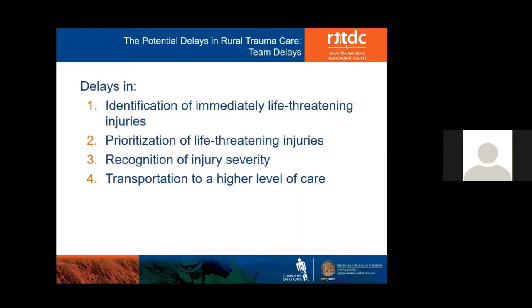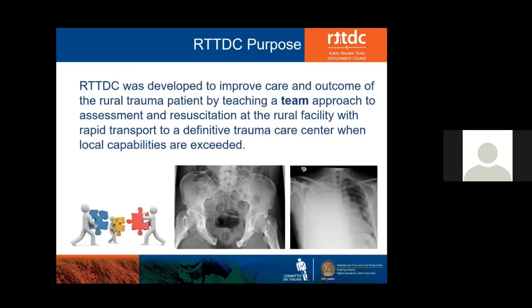Recognizing a severely injured patient and transporting to a higher level of care. Again, all of these delays are just built into the fact that small centers don't do a lot of this, and preparation is key. But preparation only goes so far. Really, it's practice, practice, practice, but not perfect practice every time that gives you perfect results.